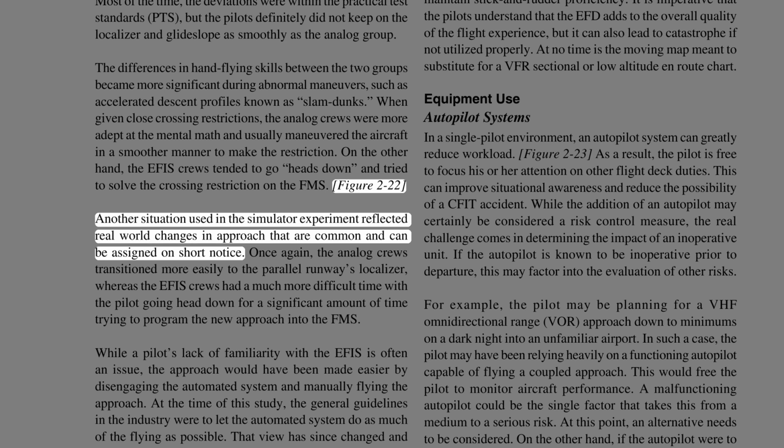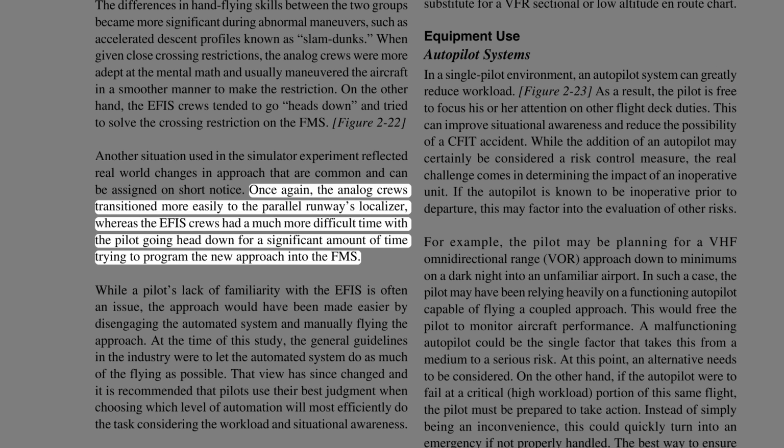Another situation used in the simulator experiment reflected real-world changes in approach that are common and can be assigned on short notice. Once again, the analog crews transitioned more easily to the parallel runway's localizer, whereas the EFIS crews had a much more difficult time, with the pilot going head down for a significant amount of time, trying to program the new approach into the FMS.